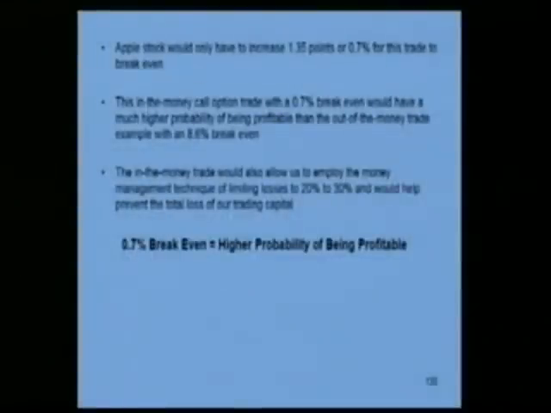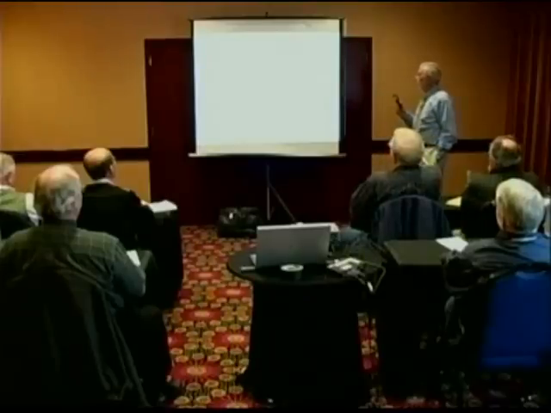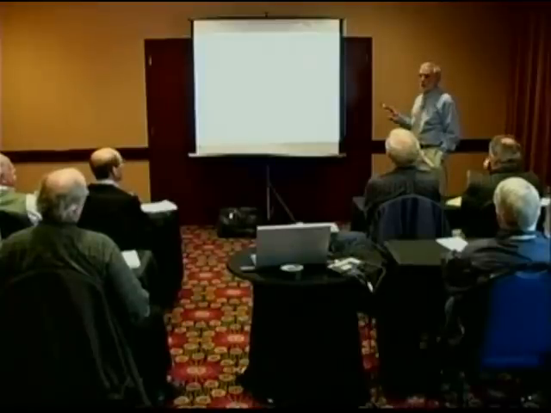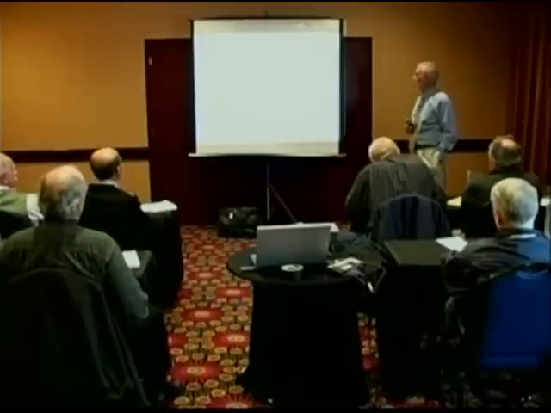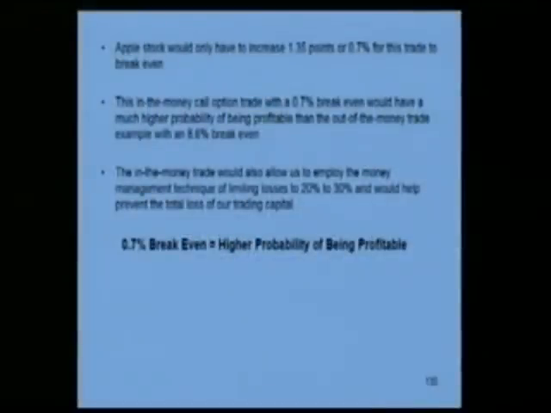Okay, so in this example, Apple stock only has to increase 1.35 points, or 0.7%, so less than 1%, for this trade to break even. So obviously, if it only has to go up 1% versus 8.6%, you're going to have a much higher probability of a profitable trade. That's important because if you buy out of the money options, you can't use our money management rules of exiting an option if it goes down 20 or 30%, because an out of the money option could be down 50% just with a small price decrease in Apple stock. So you can't use our money management rules with out of the money options, but we can use them for in the money options.